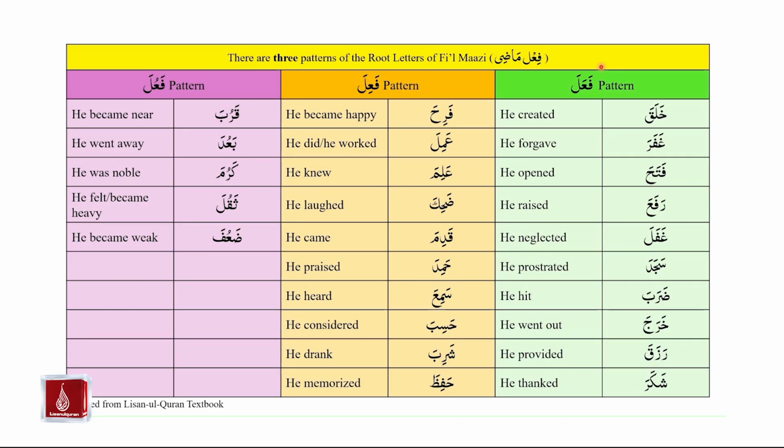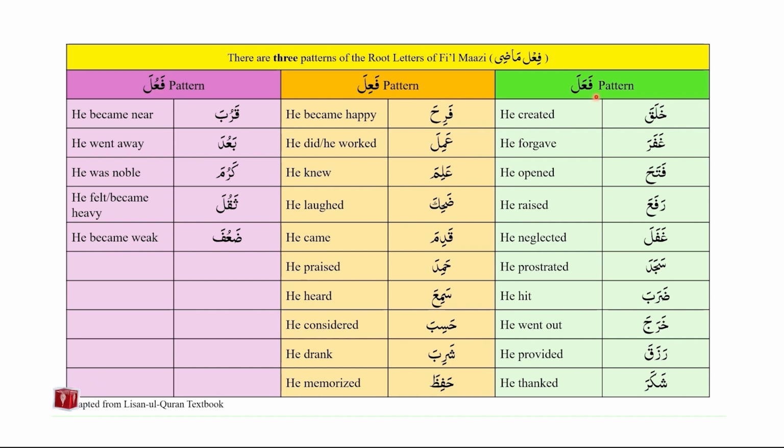Now we will do some practice, and at the end of our lecture we have seen that there are three patterns of root letters of fi'il mazi. We have the fa'ala pattern where we see a zabar on the middle alphabet. We have the fa'ila pattern where we see zair under the middle alphabet. And then we have fa'ula pattern where we have pesh on the middle alphabet.